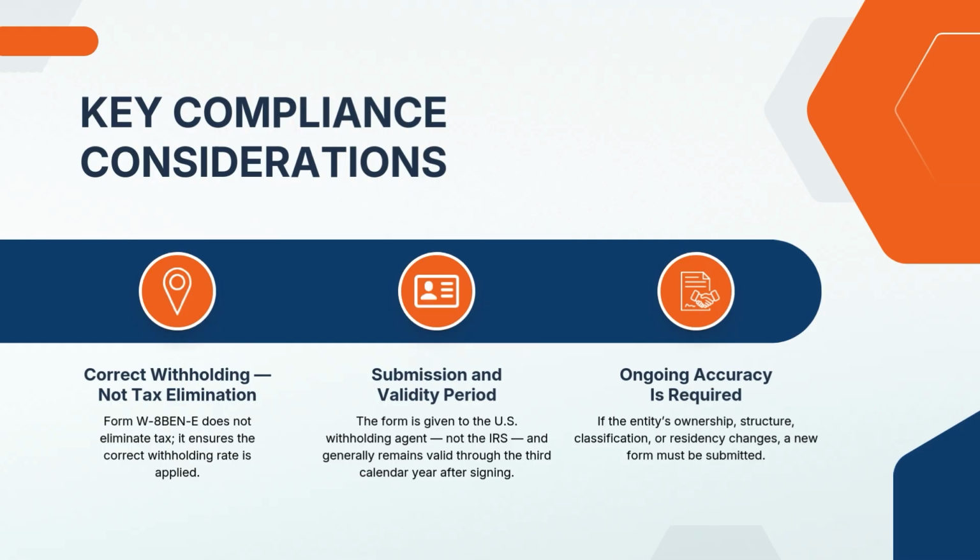The form is given to the U.S. withholding agent, not sent directly to the IRS. Once signed, it generally remains valid until the last day of the third calendar year following the year of signature, unless the entity's circumstances change. If the business changes ownership, structure, tax classification, or country of residence, a new form must be submitted. Failing to provide a valid and updated form can result in full 30% withholding and possible payment delays.